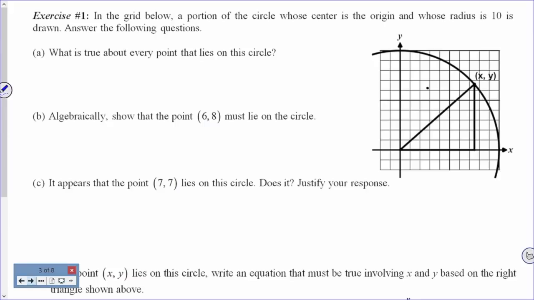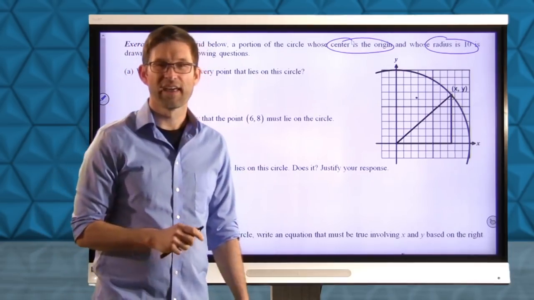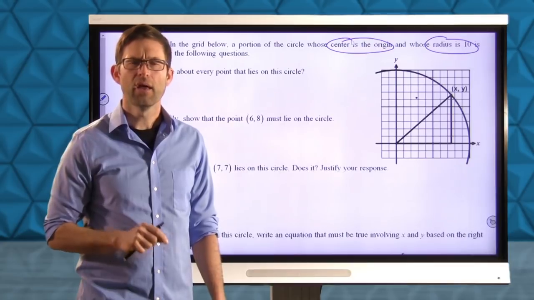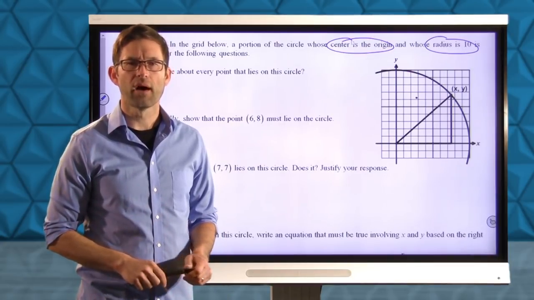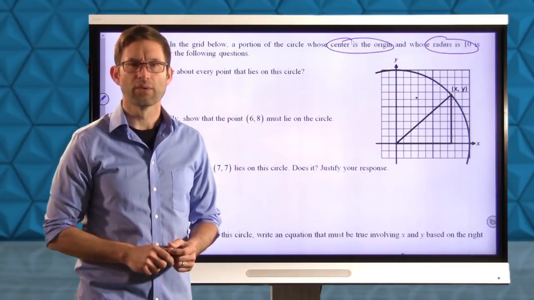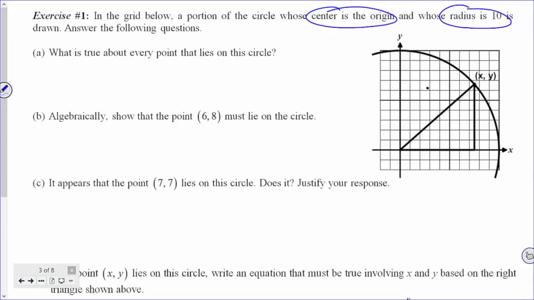In the grid below, a portion of the circle whose center is at the origin, important, and whose radius is 10, also important, is drawn. Answer the following questions. What is true about every point that lies on this circle? Very similar to that problem with the line that we just had. What's true about every point that lies on this circle? Pause the video now and see if you can write something down.